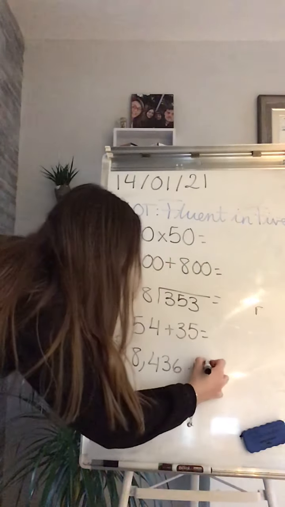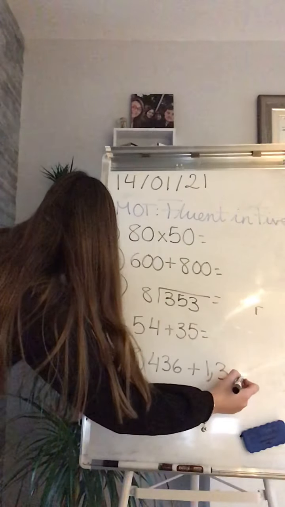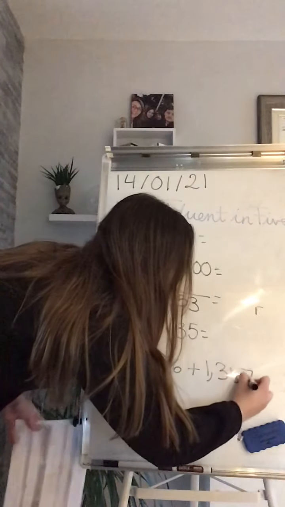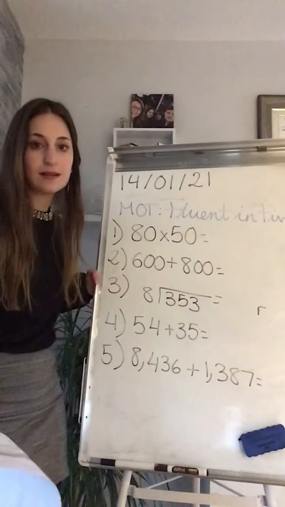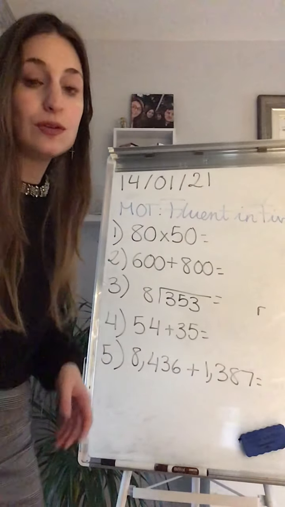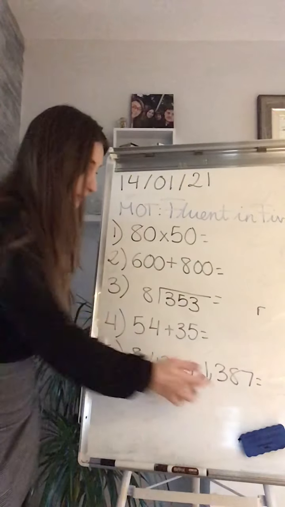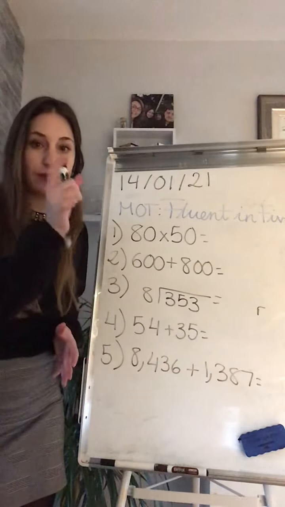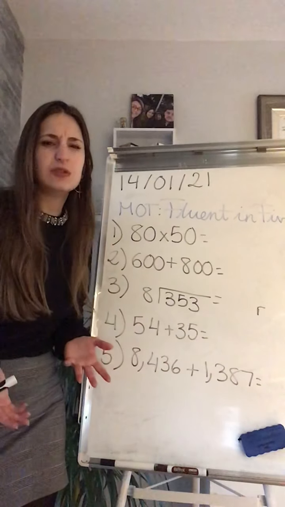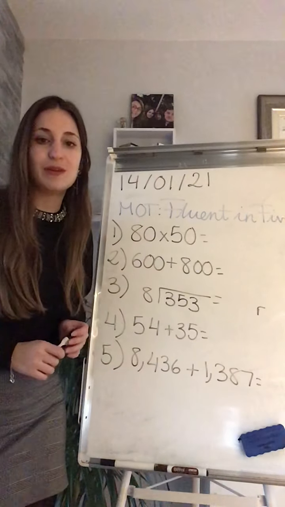And the last one, number 5, can you do 8,436 add 1,387? If you cannot do it mentally, because you will need to regroup, can you please try to do it jotting instead of in a column method? If you cannot do it jotting, just do it in a column method, okay?